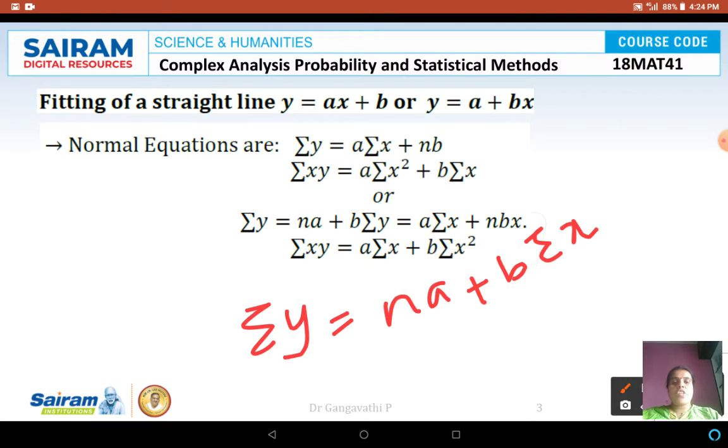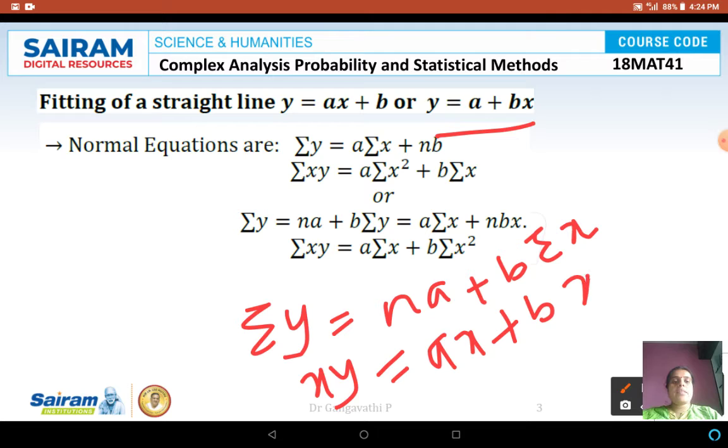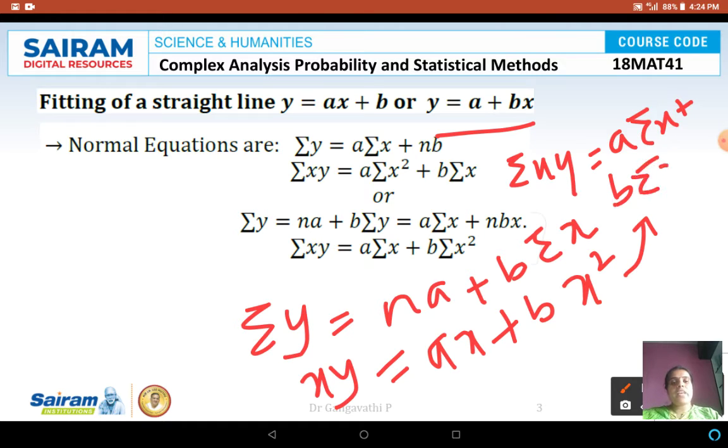B into summation x. So your equation, now I'll multiply x to this equation. So you get x into y is equal to a into x plus b into x square. Now take the summation. So once we take the summation, this equation can be written as summation xy is equal to a summation x plus b summation x square.